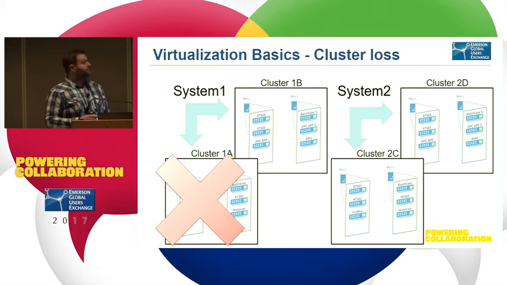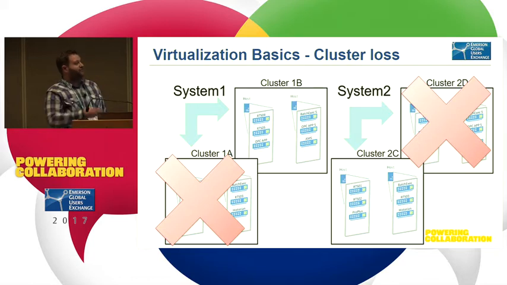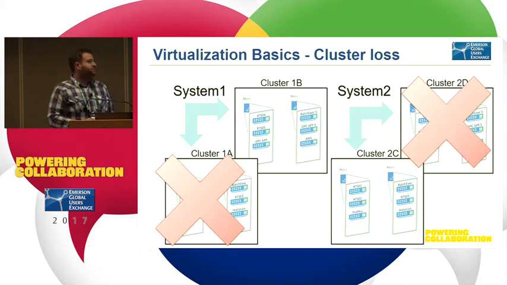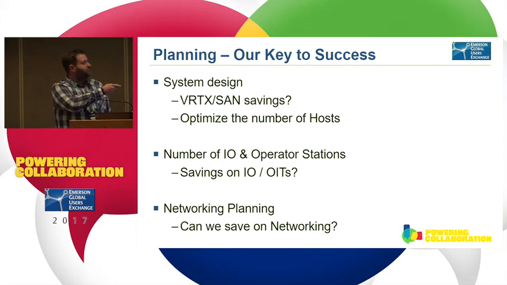The way we have it, we have 2 separate DeltaV systems, and we've built it such that we can lose 2 clusters and still maintain full operational capacity. There's a lot of optimization. You can spend $1 billion just on how much redundancy you want. So the key to our success was planning.